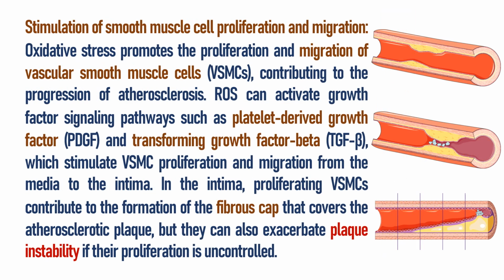Stimulation of smooth muscle cell proliferation and migration. Oxidative stress promotes the proliferation and migration of vascular smooth muscle cells, contributing to the progression of atherosclerosis. Reactive oxygen species can activate growth factor signaling pathways, such as platelet-derived growth factor and transforming growth factor beta, which stimulate vascular smooth muscle cell proliferation and migration from the media to the intima. In the intima, proliferating vascular smooth muscle cells contribute to the formation of the fibrous cap that covers the atherosclerotic plaque. But they can also exacerbate plaque instability if their proliferation is uncontrolled.